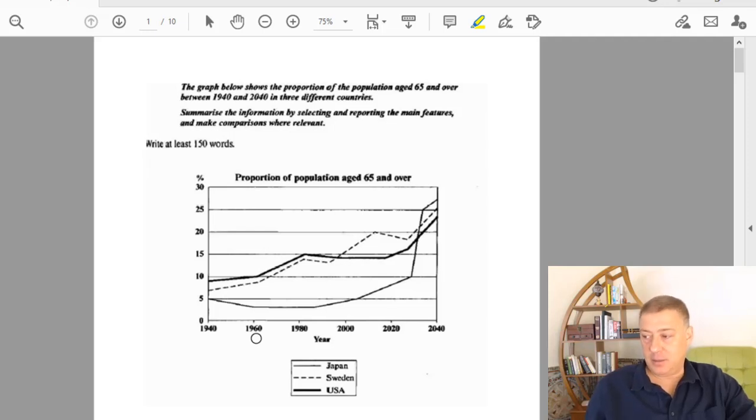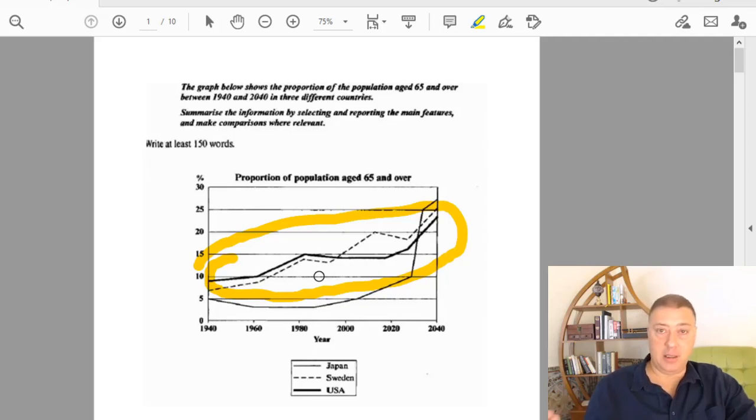And in this case, the pretty obvious way is if you look at Sweden and the USA, they're kind of similar looking, right? So talking about those in the same way, in the same paragraph, is logical, whereas Japan is the one where all sorts of interesting stuff happens, and that would be worth putting in its own body paragraph.